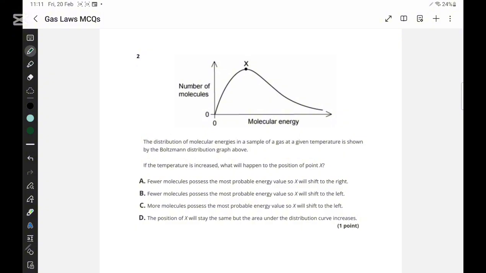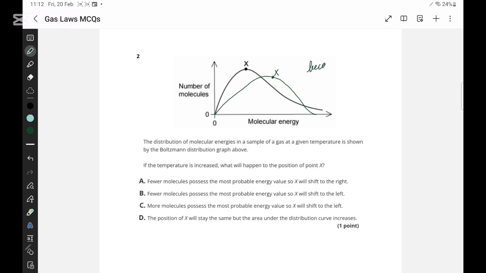In this question, what happens if we increase the temperature? Then the new graph will correspond to somewhat like this, and you can see this x will shift towards the right-hand side, and this is going to be the new Boltzmann curve. The graph shifts to the right, which shows that now there are more molecules which have high energy because of the increase in temperature.